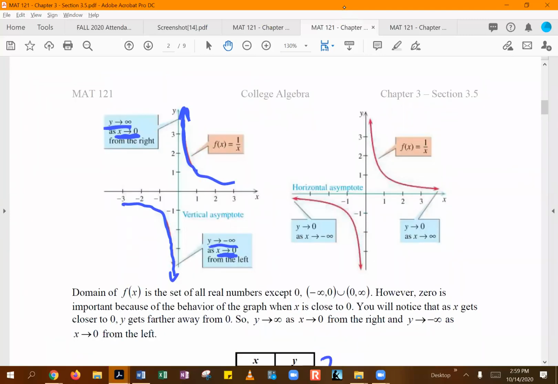Similar behavior happens with horizontal asymptotes also. So it's the same function, and you can see at the x-axis, we have a horizontal asymptote. The same thing, this arm of our graph is going to get really, really close to the x-axis, but never touch it, never cross it. And same thing with the left-hand side of our graph. This arm will get closer to the x-axis, but it won't touch, it won't cross either.